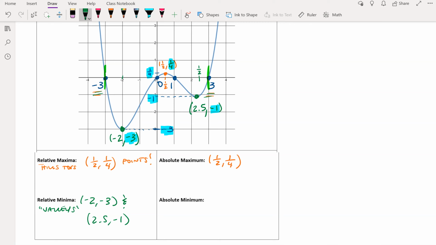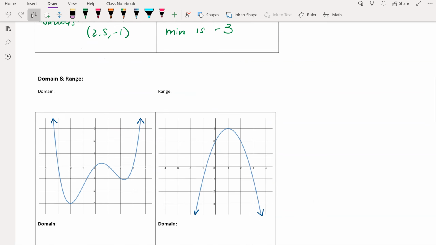So let's see. Absolute minimum is going to be the lowest point on the graph. That's -2, -3. This one, right, is the very lowest point on the graph. There's only one of them if it's absolute. And you can say the min is -3, right? We could say the max is 1/4 because that's the y value, the height. Max is 1/4.